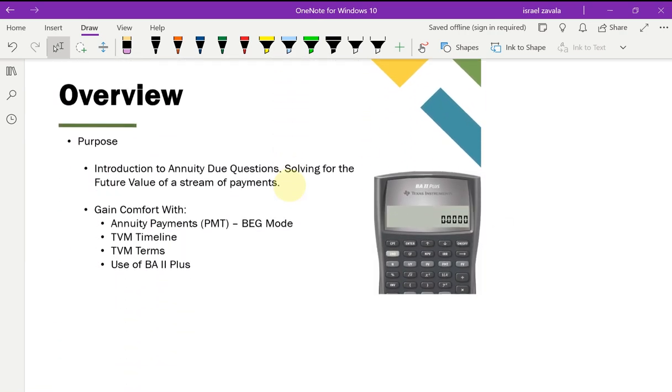So quick overview. I'm going to give you guys an introduction into any annuity due questions. We're going to be solving for the future value of this stream of payments. We're going to gain comfort with the begin mode in the TI BA II Plus, the time value of money timeline, terms, and of course the use of the calculator.